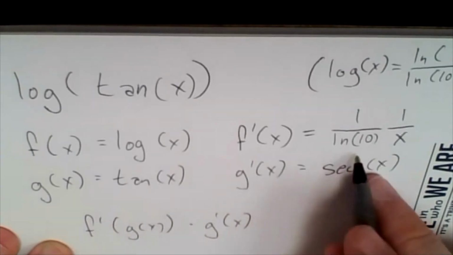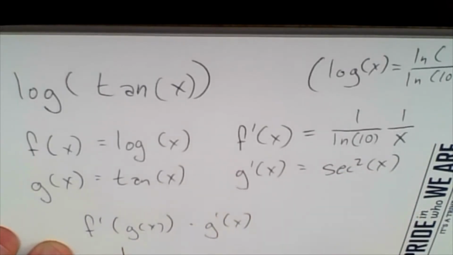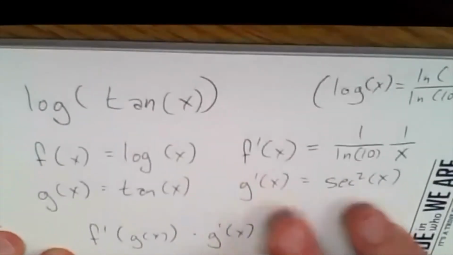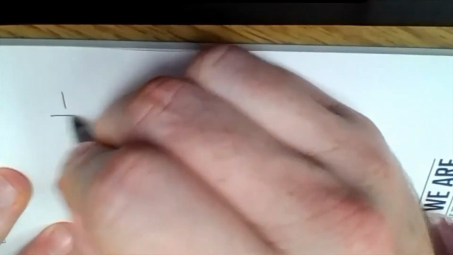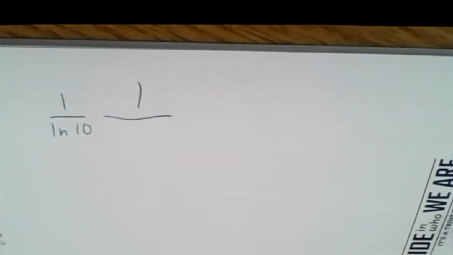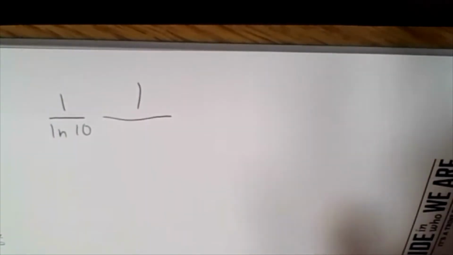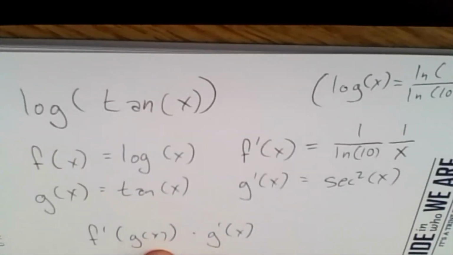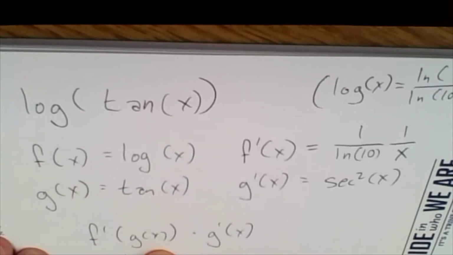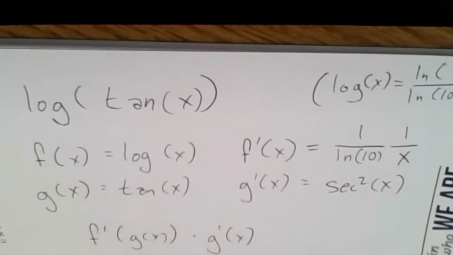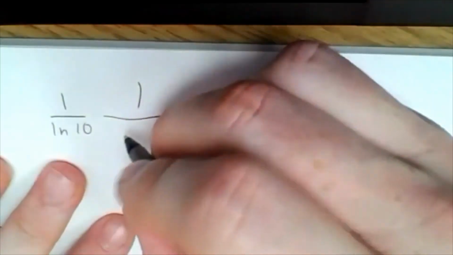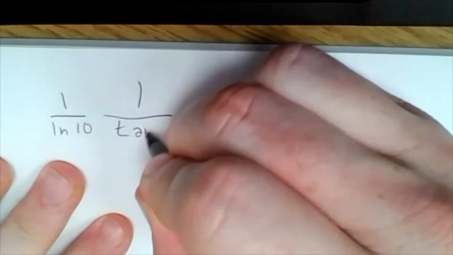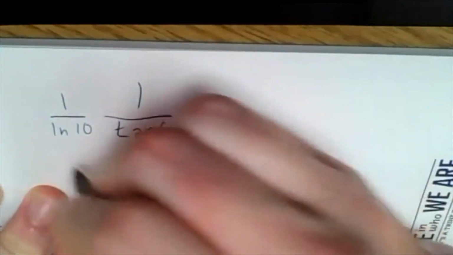F prime says I need a 1 divided by the natural log of 10 and 1 divided by x. I'm almost out of space there. There we go. Let's just move to a new page. However, I need to replace that x with the formula for my function g, which is my tangent function. So this will be 1 divided by tangent of x.